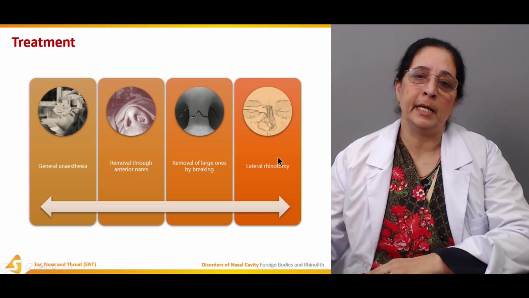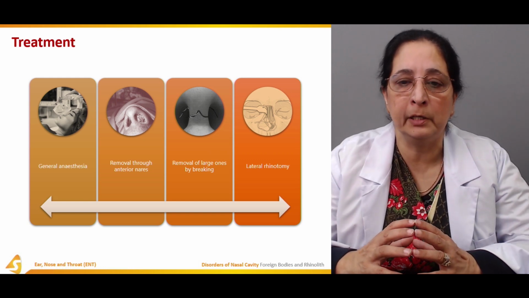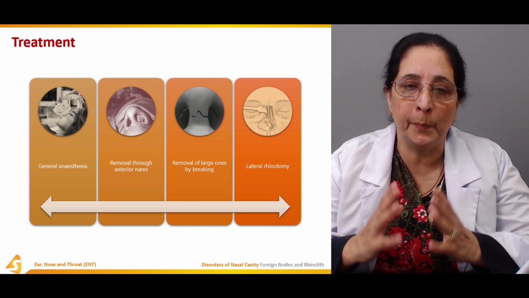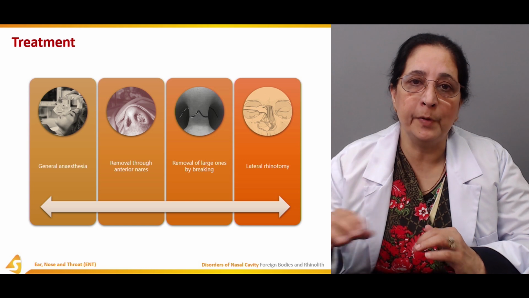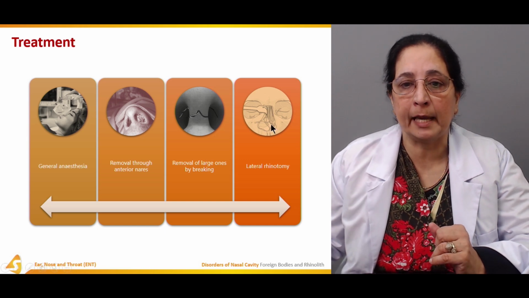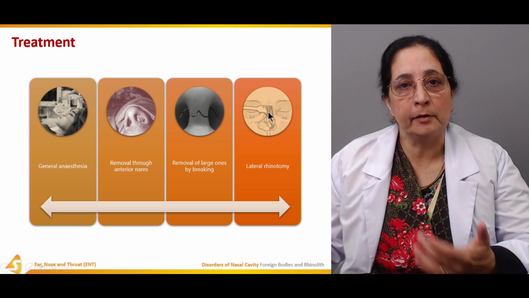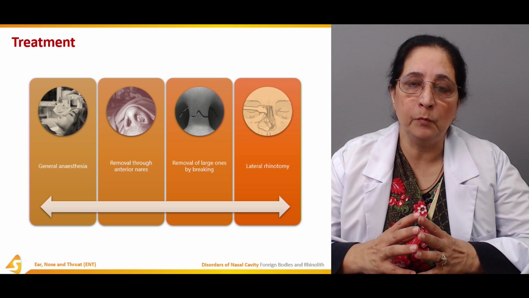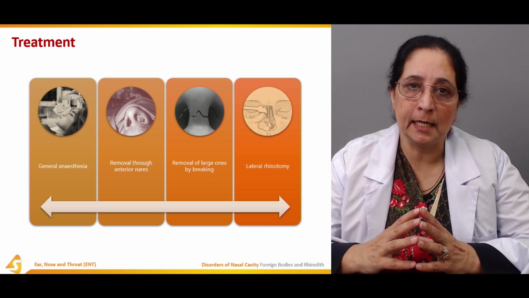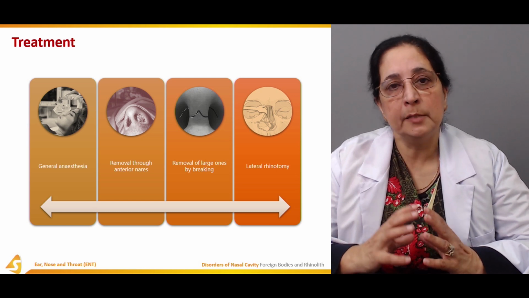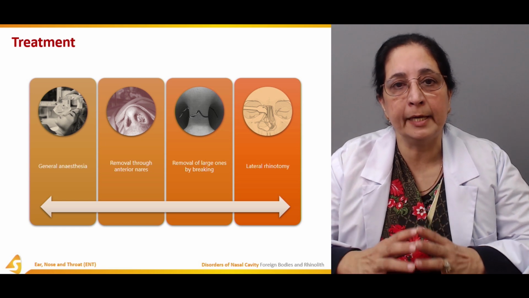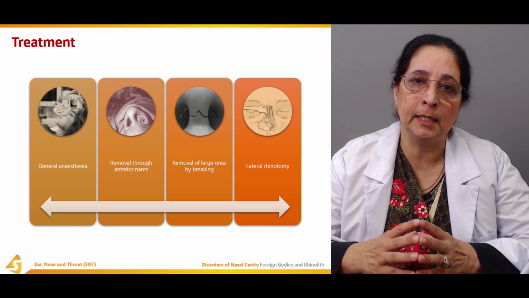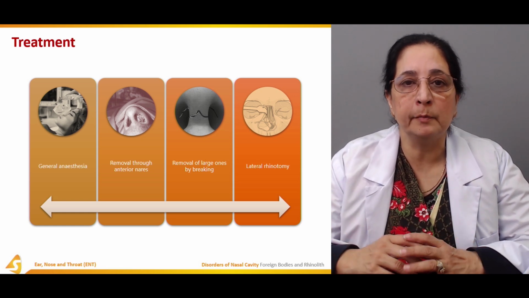Sometimes another procedure can be used, known as lateral rhinotomy. Otomy is the opening, so rhinotomy is opening the wall of the nasal cavity, and then the stone is removed. So all these different steps can be used. The stone is removed under general anesthesia as a whole, or if it's big enough, it is removed by breaking into smaller pieces or by opening the lateral wall of the nasal cavity and removing the stone.